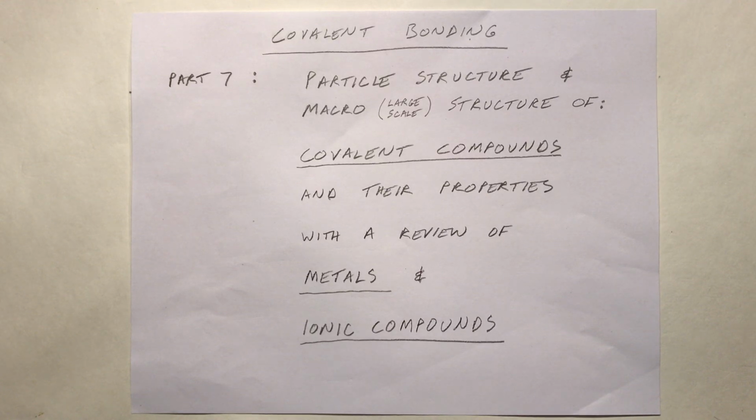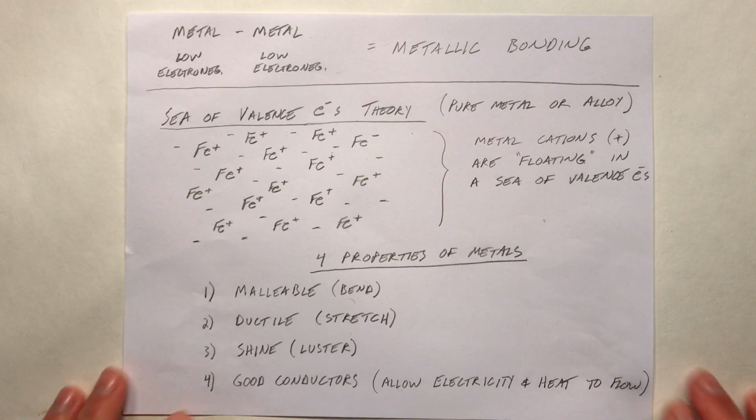Covalent bonding, part 7. Particle structure and macrostructure, or large-scale structure of covalent compounds and their resulting properties, along with a review of metals and ionic compounds. Let's begin with a review of metals.